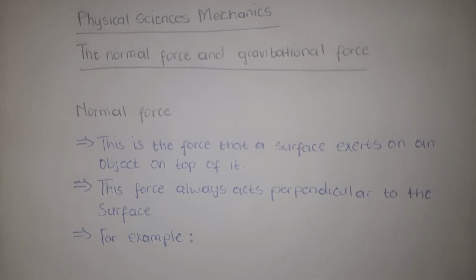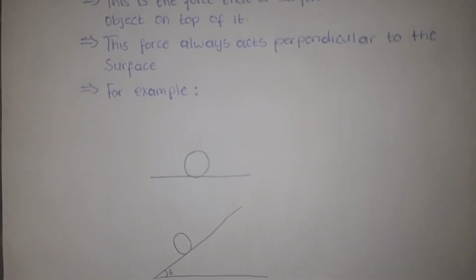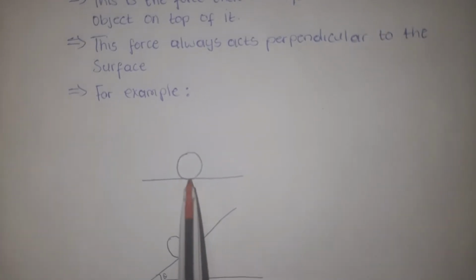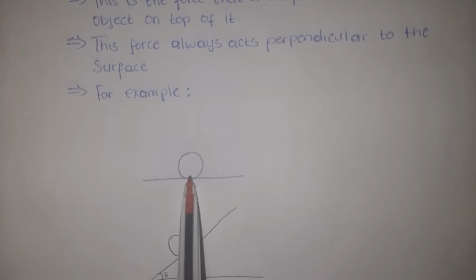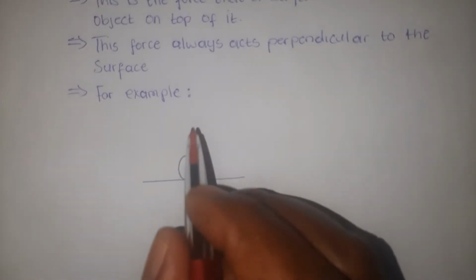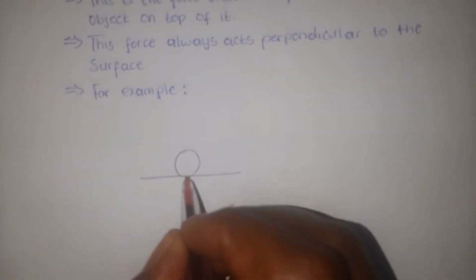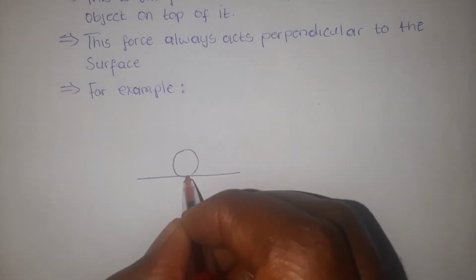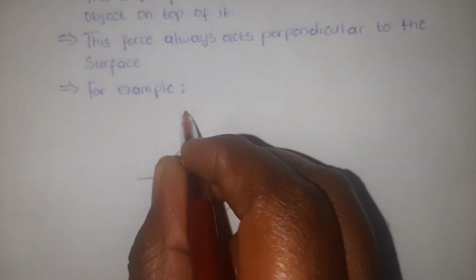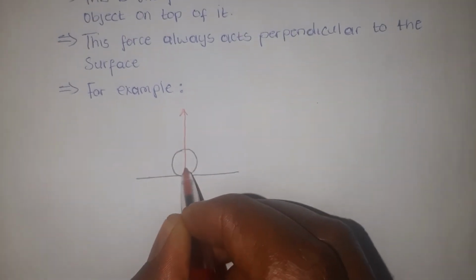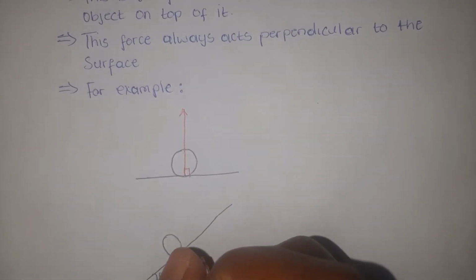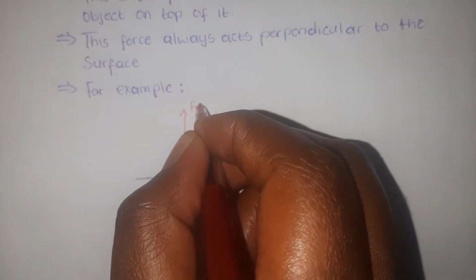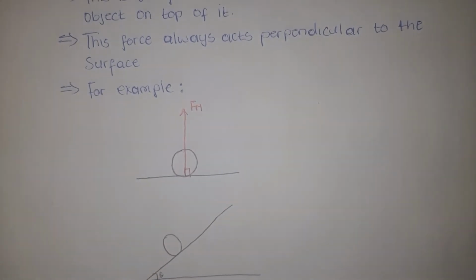For example, when John places the ball on the ground, the ground applies an upwards force on the ball. This is the normal force.